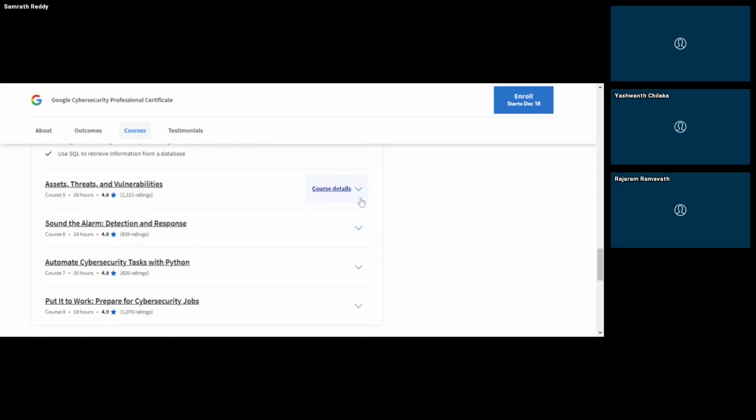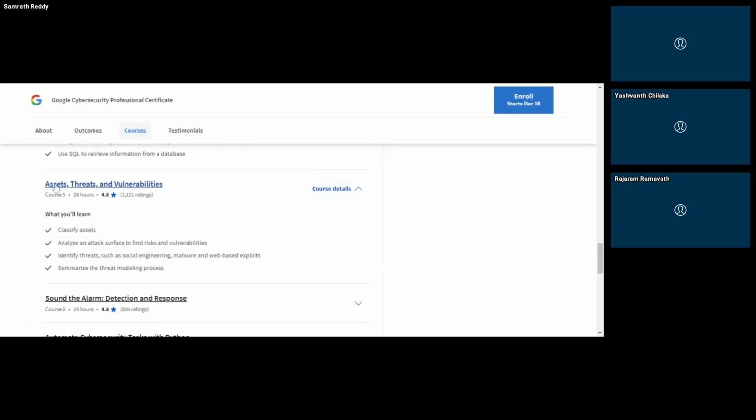And coming through, this is the most important part, the course on assets, threats, and vulnerabilities, where you'll see in real life how a cyber attack can be performed. You'll be having labs in this session, where you'll be performing the attack yourself. So you'll be firstly learning and then performing, and you'll even be graded after doing the lab.